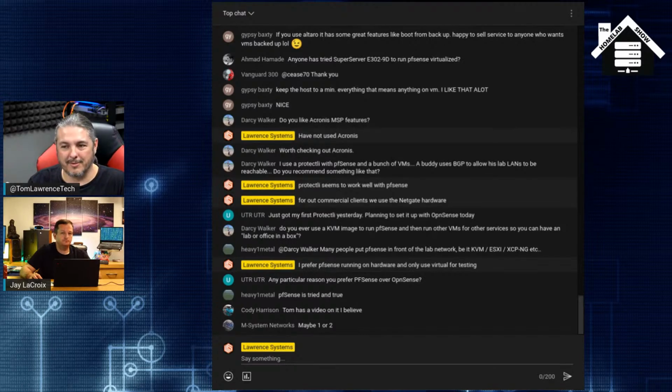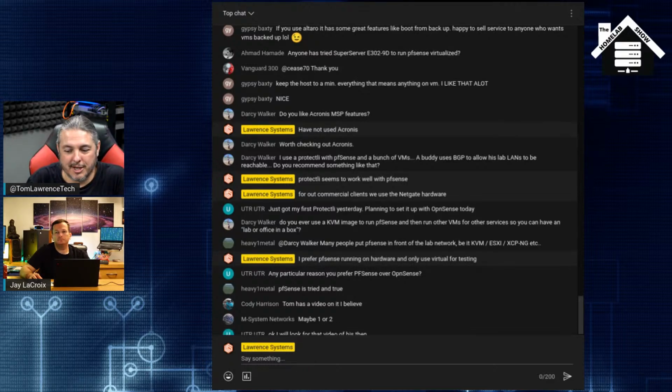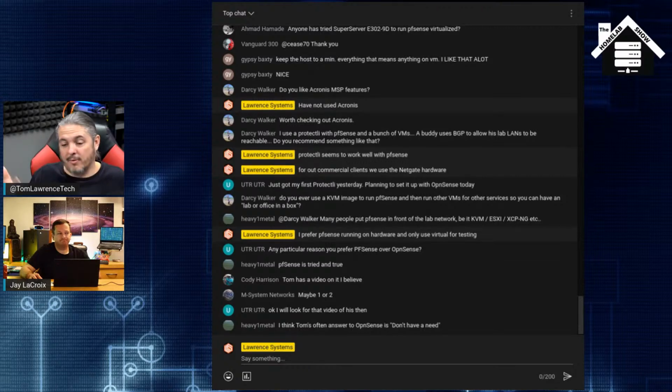Hardware is cheap to run pfSense on. Getting used hardware, a Protectli, or even the Netgate hardware, the SG-2100, is not a super expensive device. You put one of those in, and now your internet's up while your lab is down or you're doing something with your virtualization stack. Run whatever makes you happy, of course, but that's my guidance.